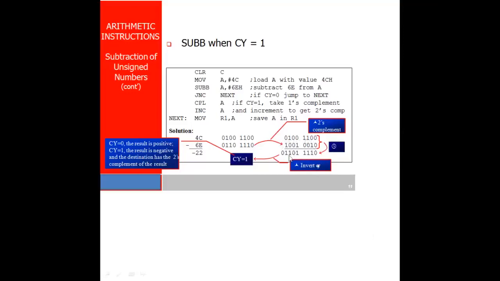After addition, you see that it will not generate a carry, so carry is equal to 0, meaning I shall have to invert the carry. So carry will be equal to 1. If carry is equal to 0, the result is positive. If carry is equal to 1, the result is negative. Obviously, if we subtract this from 4CH, it will generate a negative number. So the negative number, minus 2, will be represented in 2's complement format. So invert it to get the original minus 2 as your result.